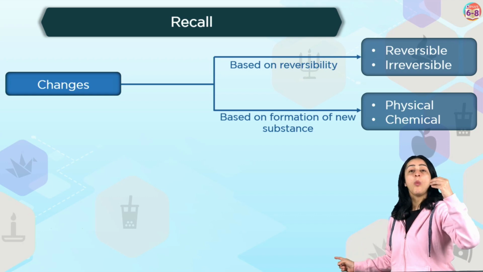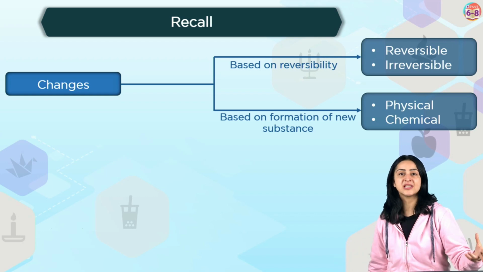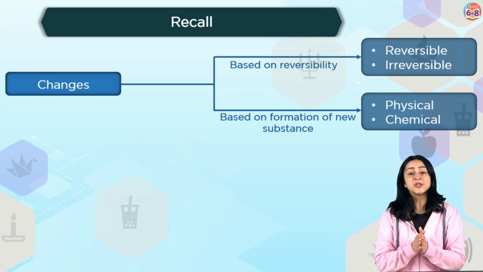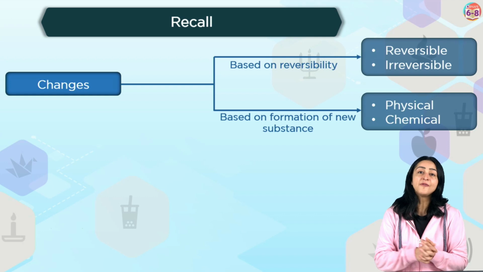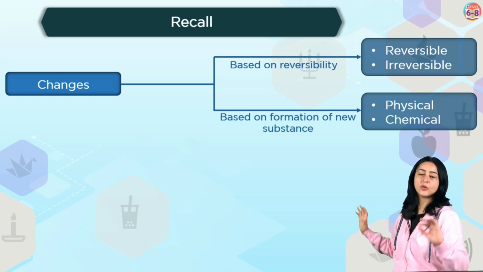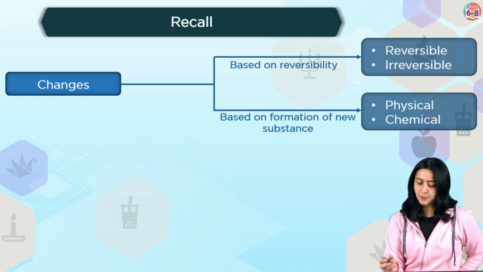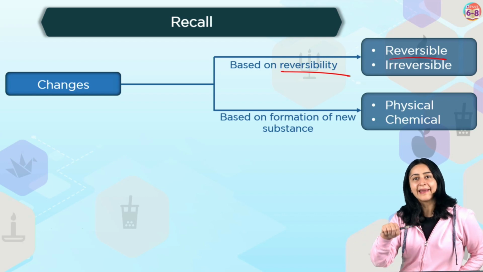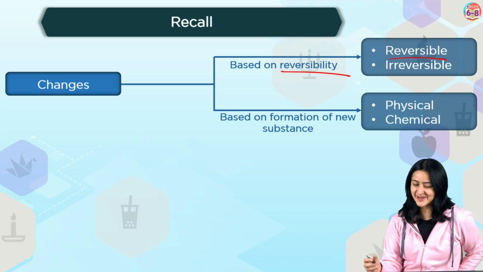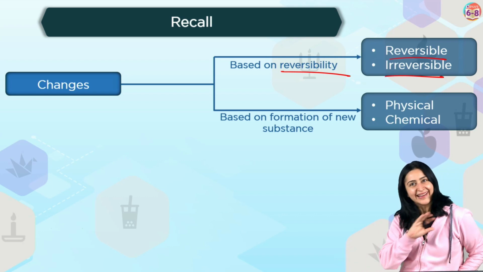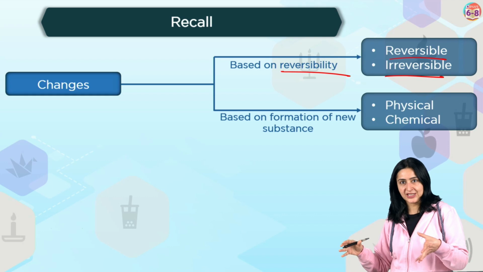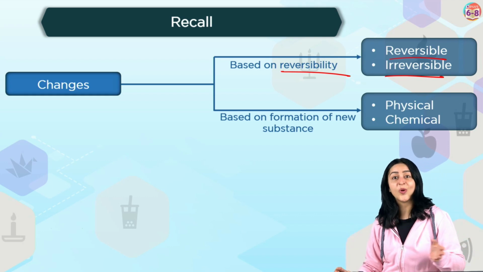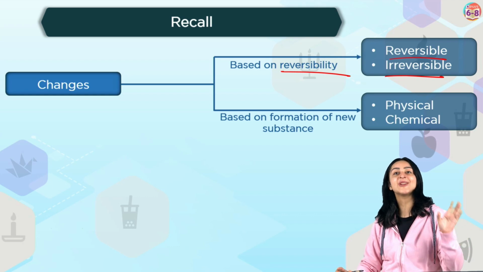We discussed these. One was a change based on reversibility, right? So you have reversible change and irreversible change. And then we spoke about changes based on the formation of a new substance, right? So if we go back to reversibility, it was very simple. Reversible changes are those that can be reversed, and irreversible changes are those which cannot be reversed. Okay, so reversible, irreversible. This we've discussed in detail. I'm not going to discuss this. In case you have any questions, go ahead and watch that session of ours and you will have all those questions answered.